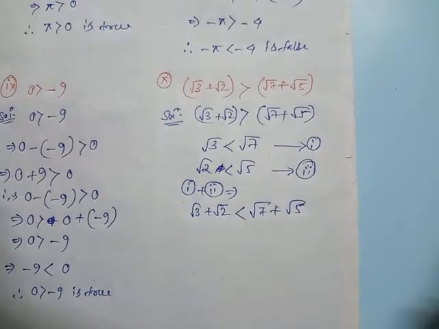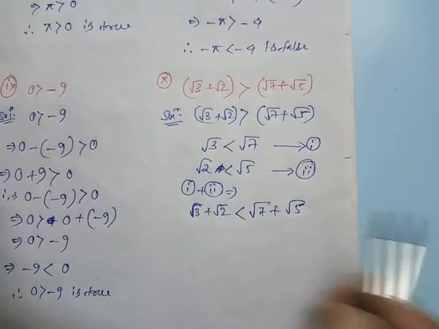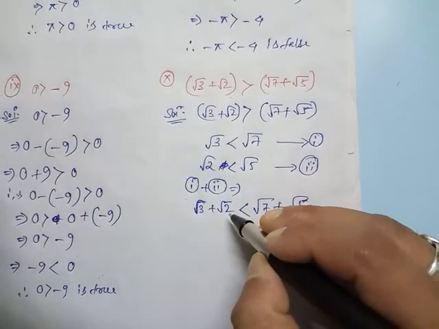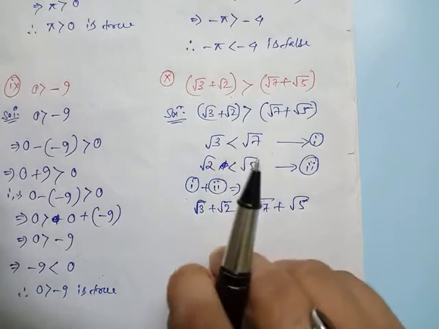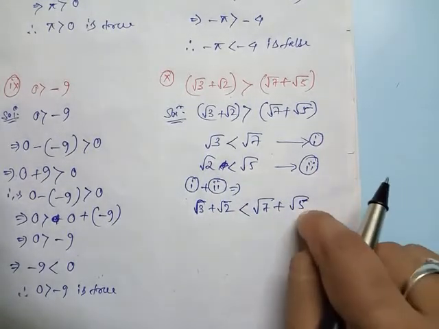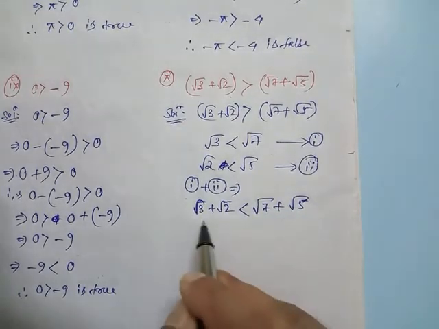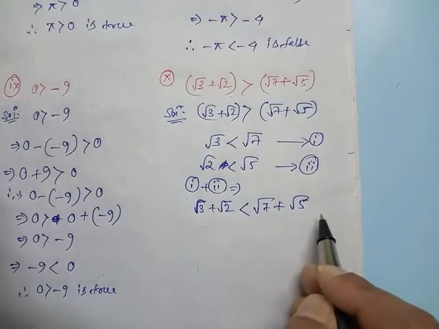So it is obviously, student, that the value of root 3 plus root 2 should be less than root 7 plus root 5. Why is this? Because the value of root 2 is 1.41 and the value of root 3 is 1.73. If we add both values, the answer would be 2 point something, and the value of root 7 is 2 point something, and the value of root 5 is 2 point something. Add these two, 2 plus 2 is 4. So here we get a 2 point something value and here we get a 4 point something value. Obviously this value is less than this one, so this is correct.